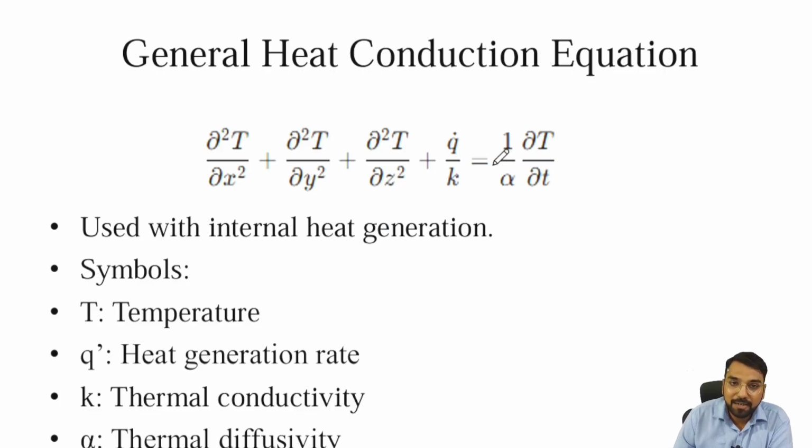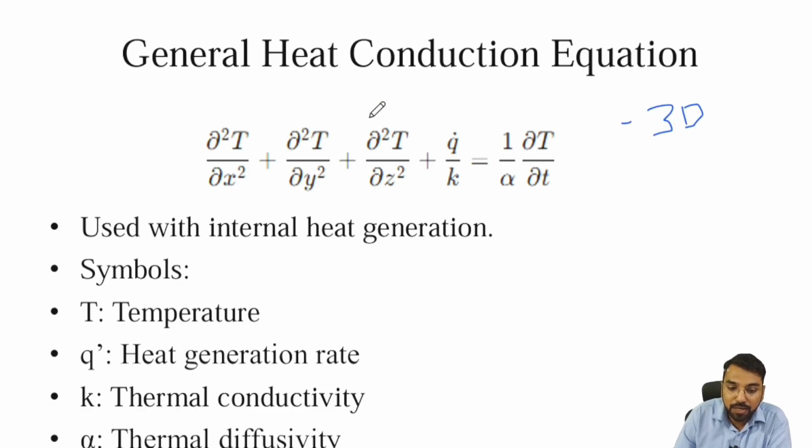This is the three-dimensional generalized heat conduction equation. These are the temperature terms in the x direction, the y direction, and the z direction. Okay, q dot divided by k is the internal heat generation component, and 1 upon alpha, dou T divided by dou tau, is the time term in this general heat conduction equation. But as far as steady state is concerned, this term will become 0. If there is no internal heat generation, then this term will also become 0, and this is the three-dimensional equation.